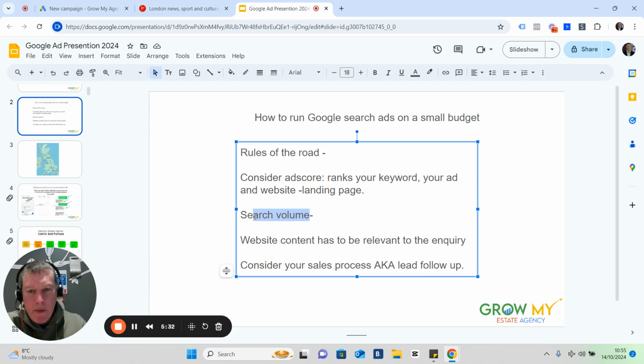Search volume in your area: if you live in an area that's quite rural, it's going to be quite low, but very, very powerful again. Website content has to be relevant to the inquiries. That's good. And also consider your sales process. Just because someone's doing a Google search, they're in the research stage. They've shown intent because obviously they've gone there for a reason. Doesn't mean they're going to be instruction ready, as we call it, and even further than that, legal ready. You'd be very, very lucky if you get that.